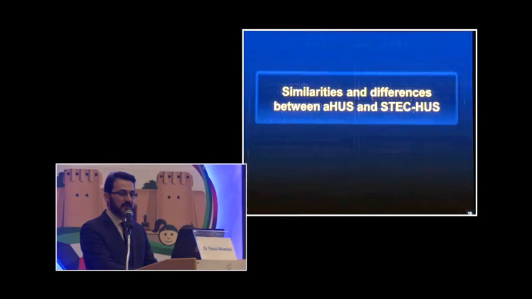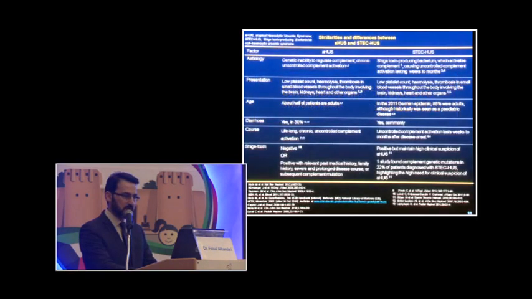There are similarities and differences between atypical HUS and STEC HUS. Regarding the etiology, atypical HUS is a genetic inability to regulate the complement, but STEC HUS is due to Shiga toxin producing bacteria. Both have almost similar presentation. Maybe the atypical HUS is more insidious and gradual than the STEC HUS, but not always.